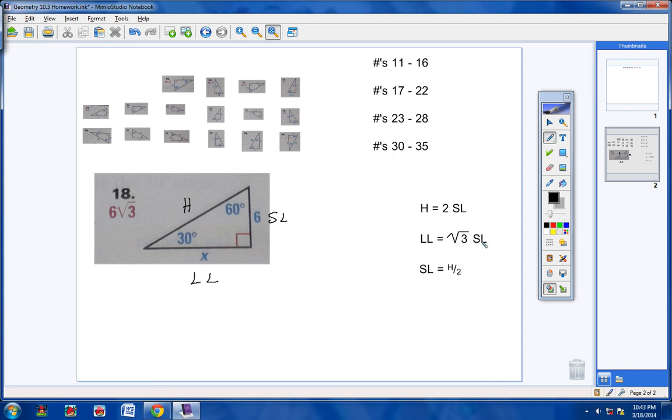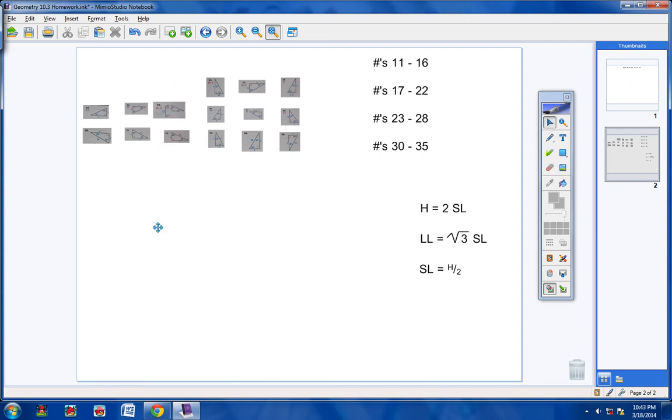You take your shorter leg and you multiply it by the square root of 3. So here's my shorter leg, 6. I'm going to multiply it by the square root of 3. And now I know what x equals, or my longer leg, whatever you want to call it. Okay? All right, moving on. I'm going pretty fast, but you guys can back this up and watch it again whenever you need to, okay?